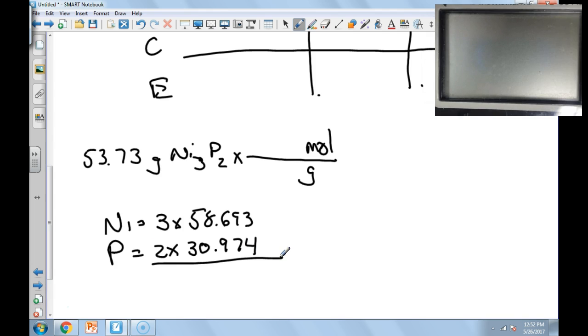Do the math. So it's 3 times 58.693 times 2. Oh, helps if my calculator's on. Okay, clear out this junk. Okay, so 3 times 58.693 plus 2 times 30.974, and we get an answer of 238.027. That's grams per mole.